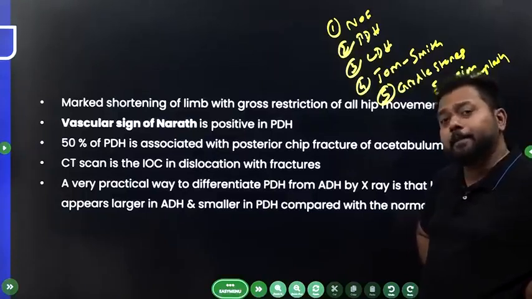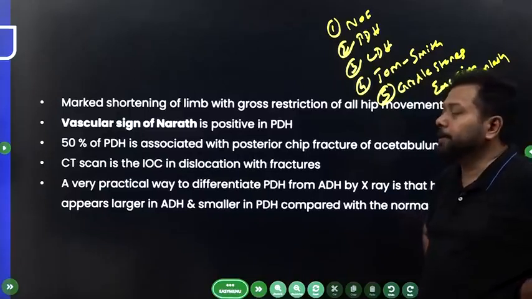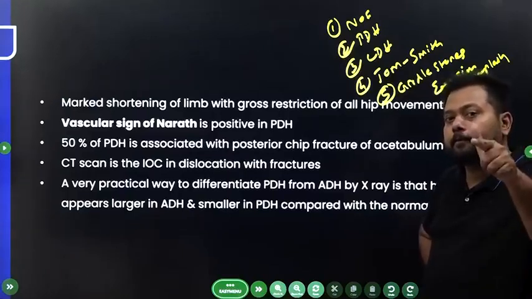In a simple X-ray, we may miss a fracture. If you use a CT scan, we will never miss anything. That's why, suppose in your MCQ the investigation of choice for dislocation hip is asked, CT scan is there. Tick CT scan.